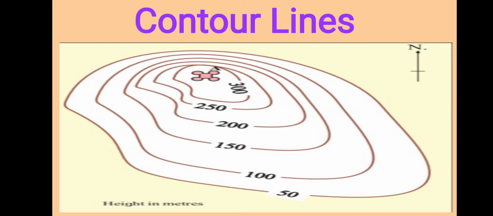If the distance between two contour lines is more, then the slope is gentle or less. See here on the lower side, the distance between two lines is more, so the slope in that area is gentle. The contour lines on the map represent places of the same altitude, meaning on the line of 50, everywhere we see the height of that place is 50. The 100 line shows the height 100 at that circle.